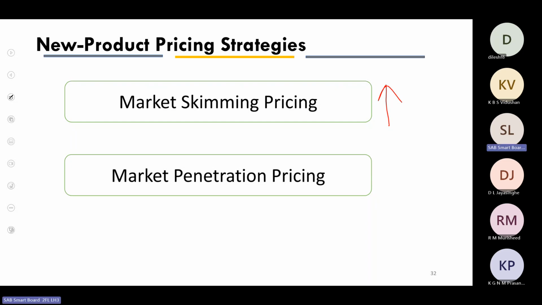Then market penetration means the opposite of skimming. When a company is introducing a new product to the market, they charge a lower price from the customers when selling their product. That is the simple idea behind market penetration. So through penetration pricing, what companies are trying to do is increase their market share.